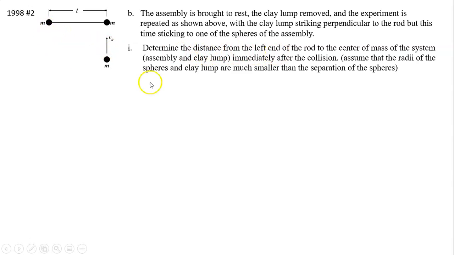The left end is 0. Determine the distance to the center of mass of the system immediately after collision, assuming that the radii of the sphere and the clay lump are so much smaller that we don't have to worry about the radius of the mass. So to redo it, this is immediately after the clay stuck to one of the spheres. So what is the center of mass here? Over here it says from the left.